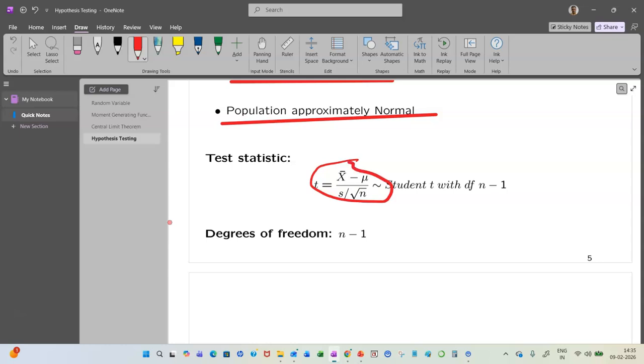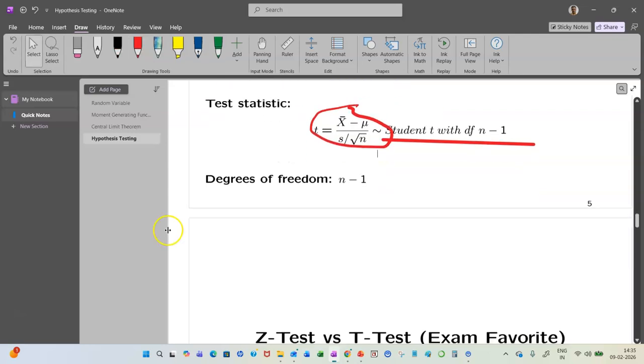S is the sample standard deviation. We replace sigma by s, and s by root n is the standard error. And this t statistic follows student t distribution with degrees of freedom n minus 1. So given the test statistic observation, we can find the p-value and decide whether to accept or reject the null hypothesis. So that's t-test.